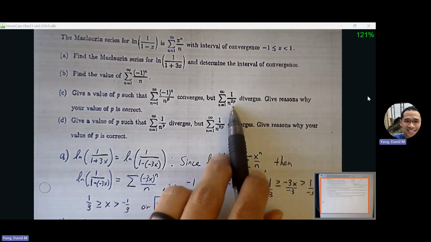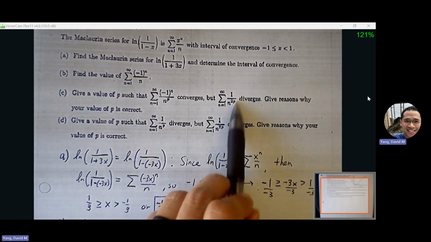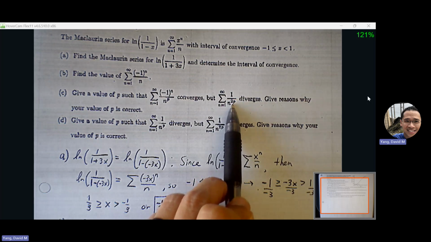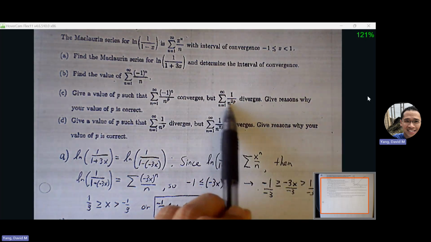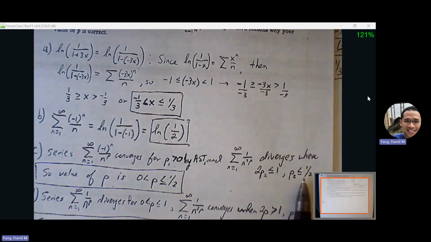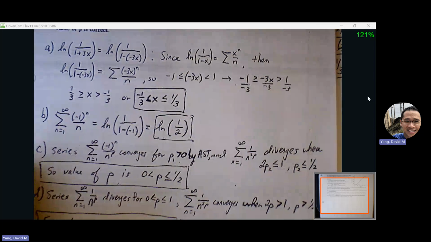So for part C, we know that by the p-series test, our p-series will diverge if the exponent is less than or equal to 1, and the exponent is sitting here as 2p. So we just have to set 2p less than or equal to 1, which is following the conditions for p-series here. So 2p less than or equal to 1 is the same thing as p less than or equal to 1/2. And remember, our p-value has to be a positive value. So it has to be greater than 0, but less than or equal to 1/2.